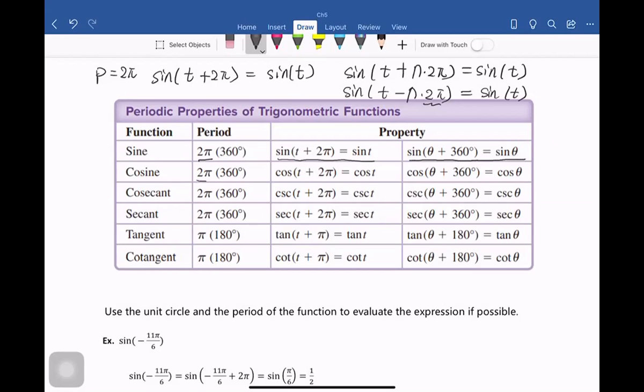For cosine, the period is 2 pi. Cosecant is 2 pi. Secant is 2 pi. Only these two, tangent and cotangent, have period pi. That means tangent t plus pi equals tangent t, and cotangent t plus pi equals cotangent t. Let's see the examples.